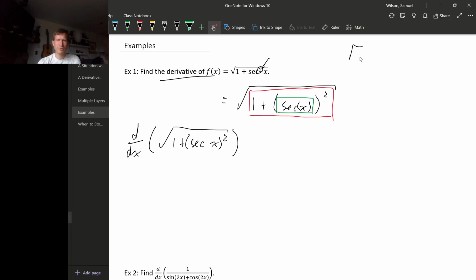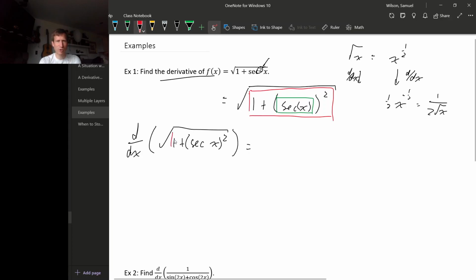Remember, the square root function is really x to the 1/2, and so for the derivative of that, you can use the power rule. It's 1/2 x to the minus 1/2, or 1 over 2 square root x.